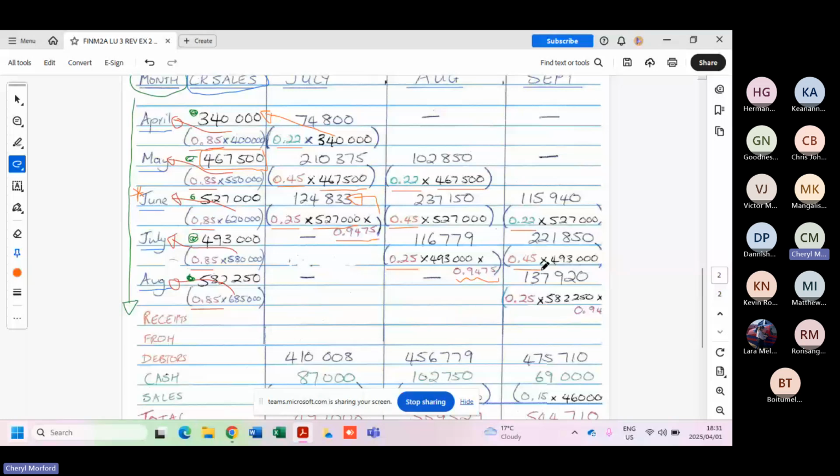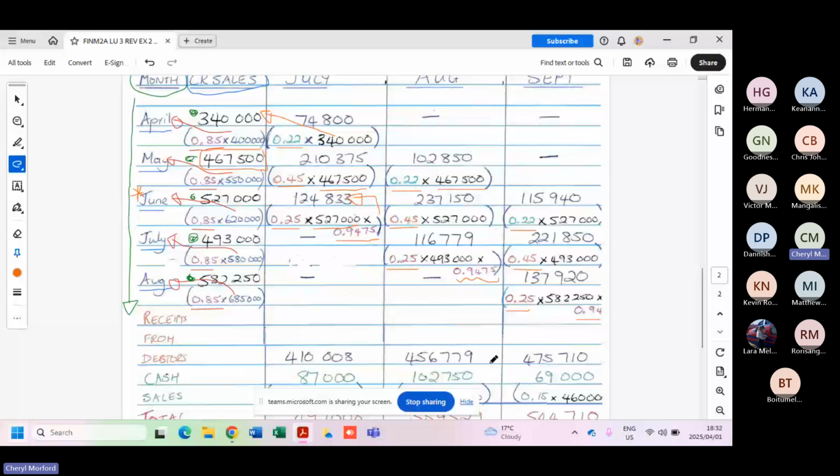And then lastly, August, step 1, find the credit sale. In other words, the 85% of the total sale. Next thing, get your timing sorted out. Okay. The first installment comes in a month later, so that puts me in September. So that gives me 25% of the credit sale. But here, don't forget the discount.